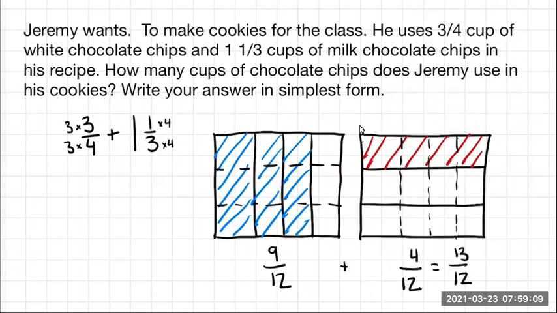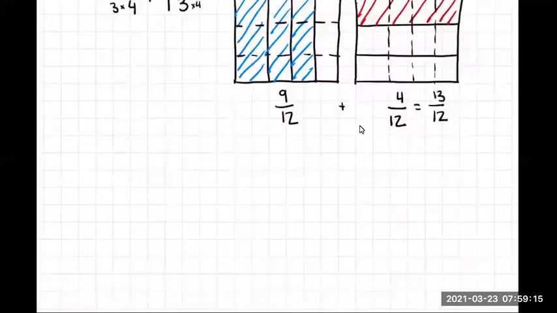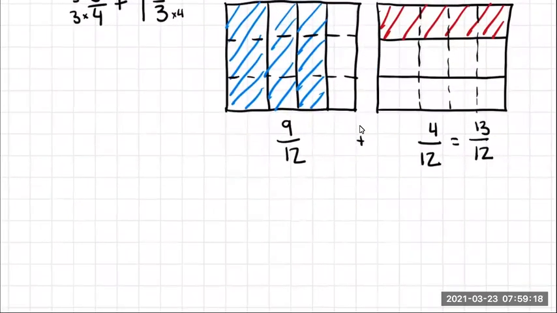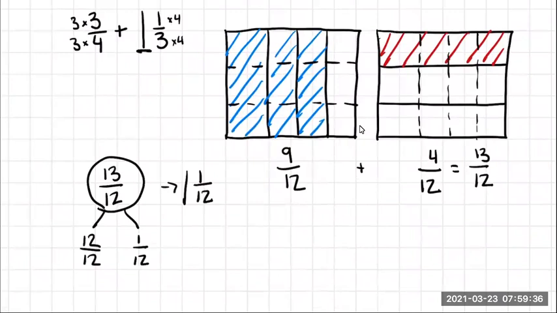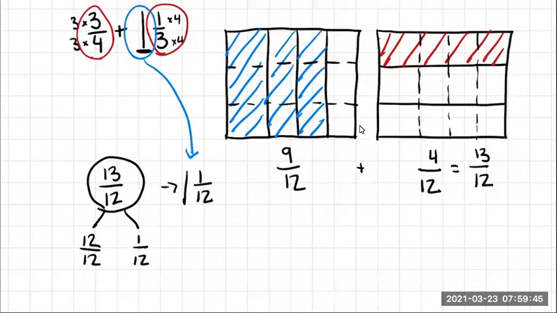13 12ths. In order to figure out what mixed number that's going to be, we need to use a number bond. So our whole is 12/12, and then we have 1/12 left, which gives us 1 and 1/12. Now, we took out this whole when we were adding these two fractions together, right? So we need to add our whole back into our answer. So 1 and 1/12 plus 1 is going to give us 2 and 1/12, which is our answer.